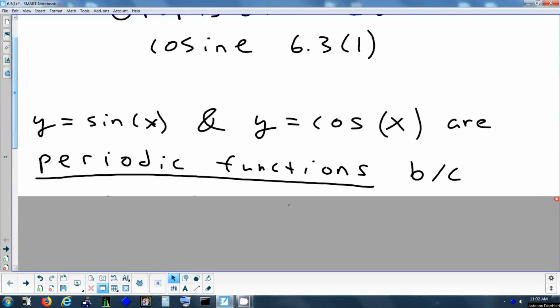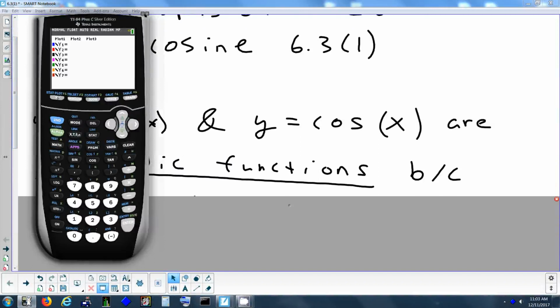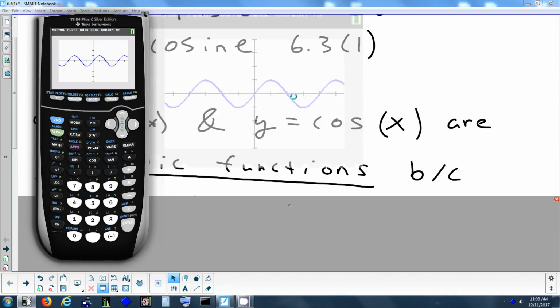And the reason they're called periodic is because they repeat over and over. Okay, I'll show you what they look like real quick so you can just kind of get an idea. But what you're seeing there is a wave pattern, and there's a certain amount of distance you have to go on the screen, and then that pattern is just going to repeat.